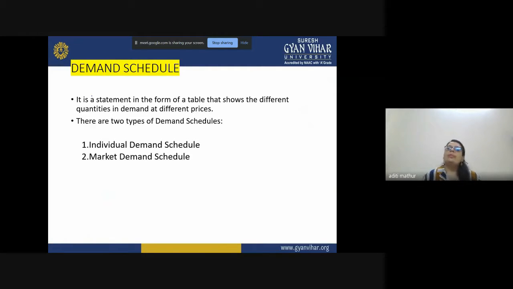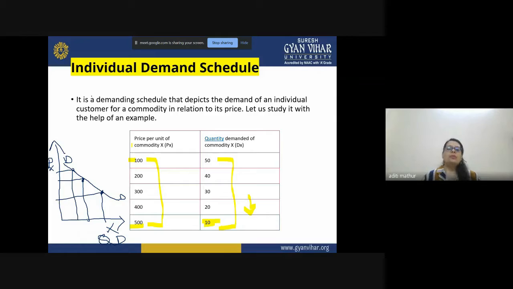Then we understood what we mean by demand schedule. We bifurcated the demand schedule into two parts. One was our individual demand schedule and the other one was our market demand schedule. We looked at the concept of the individual demand schedule, in which we took the example of commodity X, and we saw that when an individual customer demands different quantities at different price levels, and it is depicted in the form of a table, it is known as your individual demand schedule.